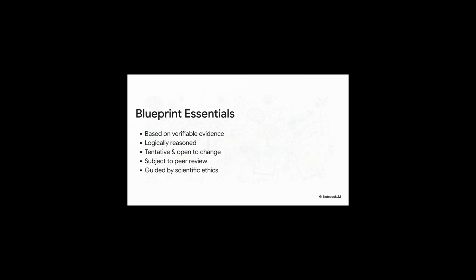And these are the non-negotiables. These are the building codes for science. Everything has to be based on evidence you can actually check. It has to be logical. And this one is so important: we have to teach kids that science is tentative. That doesn't mean it's wrong. It just means it's our best understanding for now, and it can always change when new evidence comes along. That's what keeps science honest and moving forward.